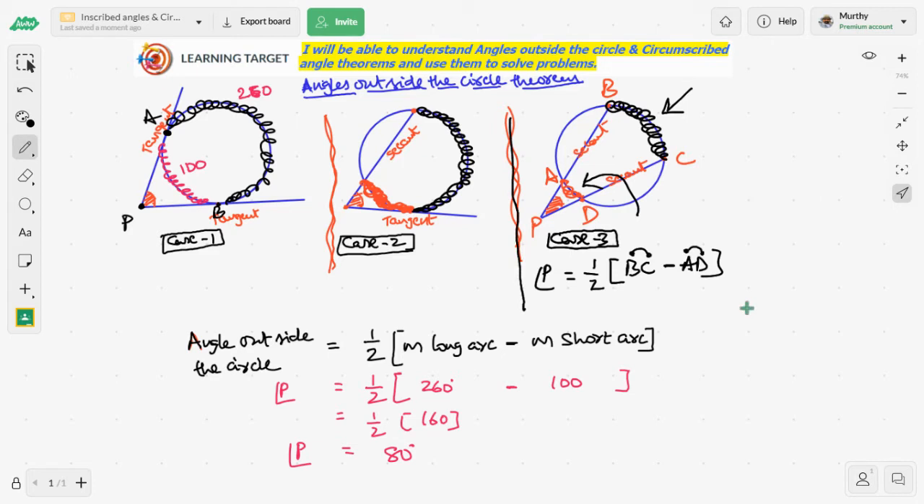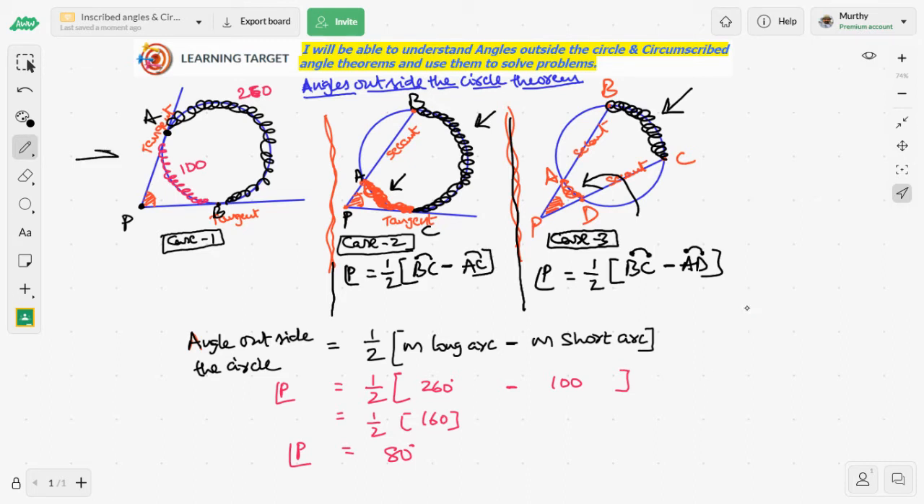Now coming to case 2. Again, the measure of angle P equals half the measure of the longest arc, as I compare it with the other one. Let's take A, B and C. I see that the longest one is the black arc, which is BC, subtract the short one, which is arc AC.